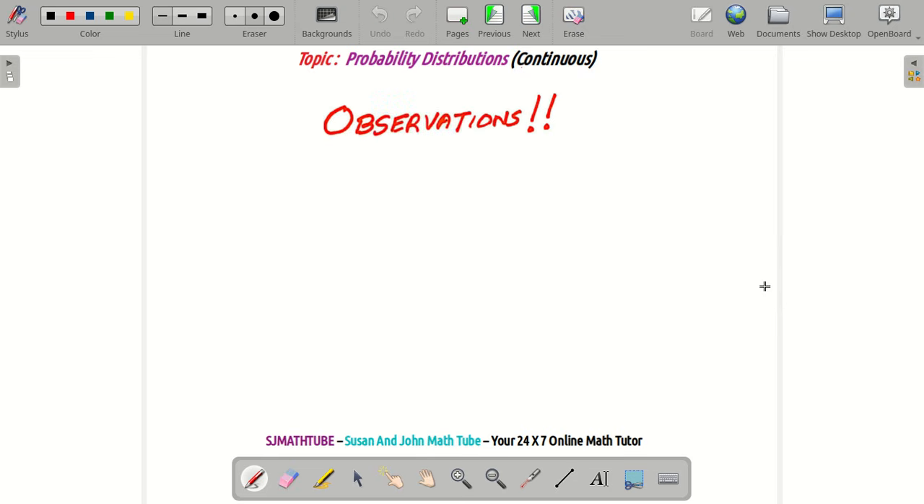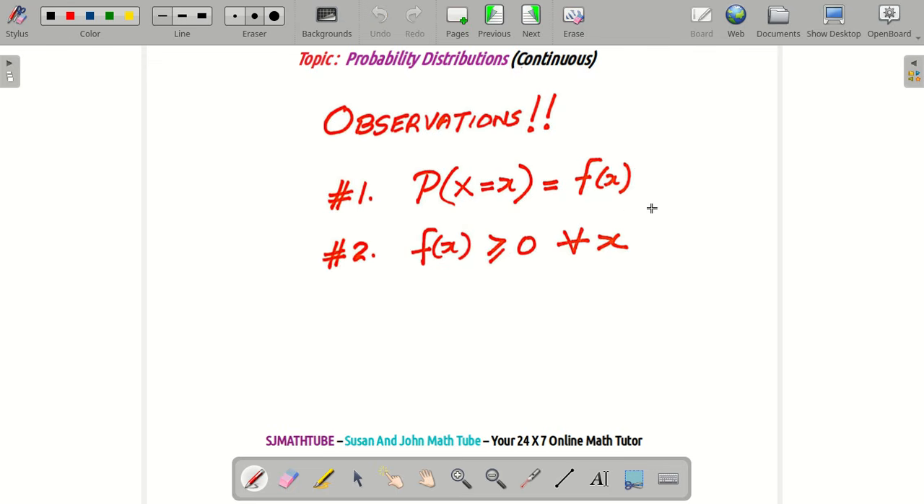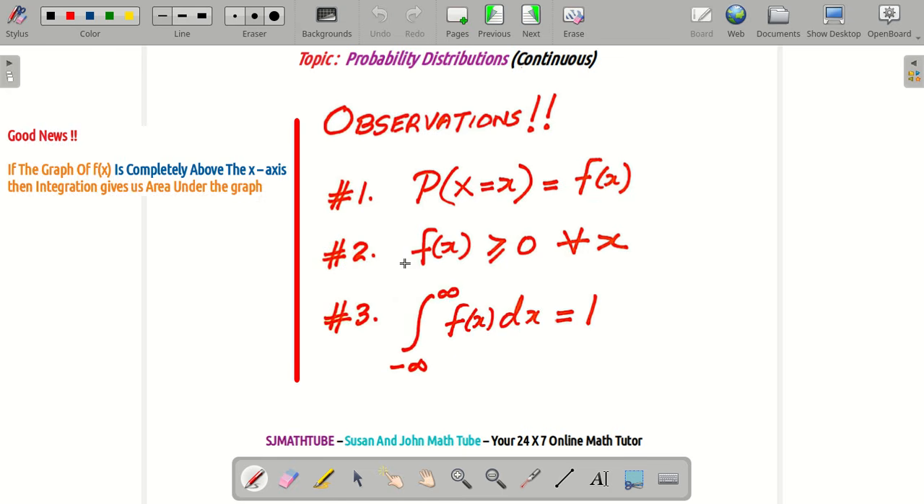So let's go for the last part, observations. What's the first observation? Probability values are nothing but the output values of our probability function. But probability can never be negative, so all these outputs are going to be positive. And the last one: if you add all the probability values, don't forget addition means continuous addition, and continuous addition is nothing but our integral. So if you add all the probability values, we are going to get 1.